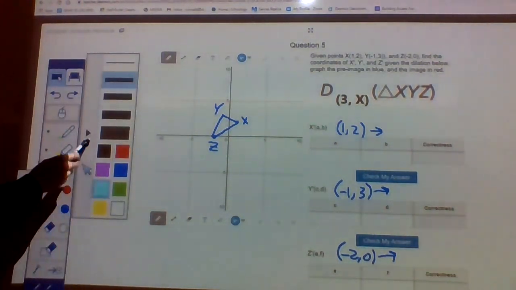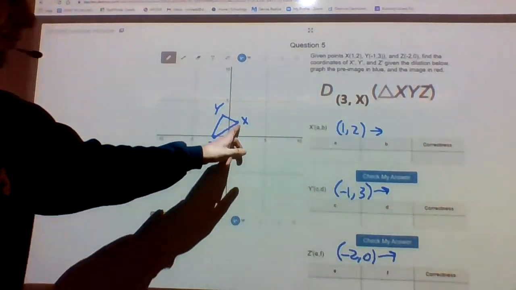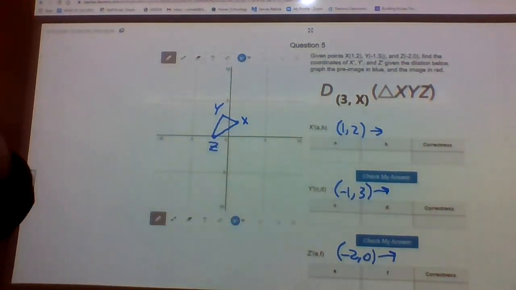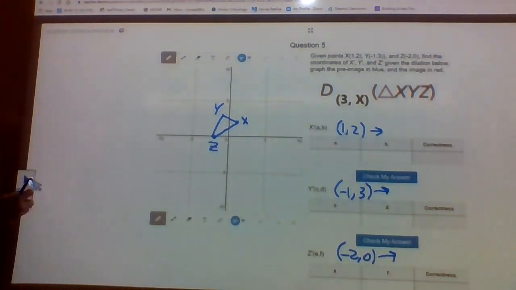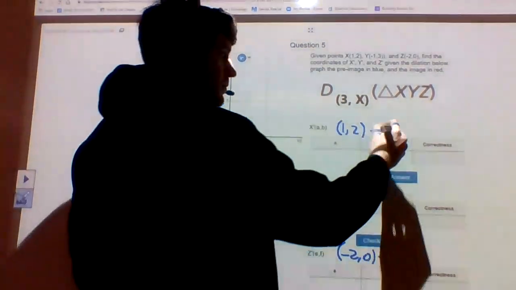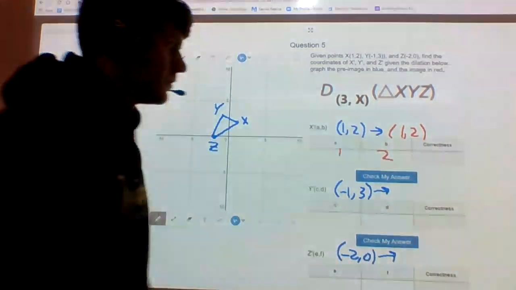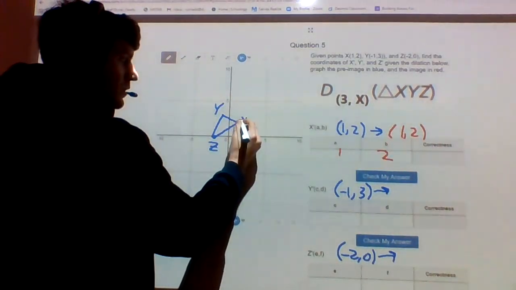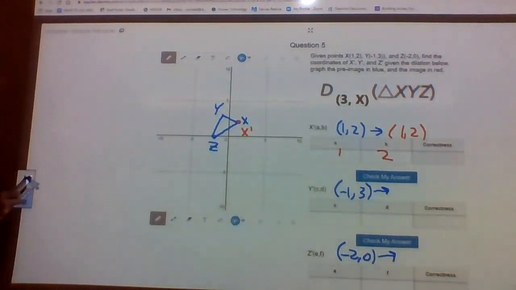So let's look at our diagram here. So x is at point 1, 2. Right, so since x is the center of dilation, it's not going to change. It's going to stay the same. So x prime here is going to stay at 1, 2. Right, x prime is the center of dilation, so it doesn't move.